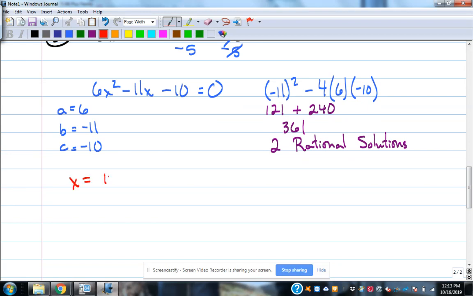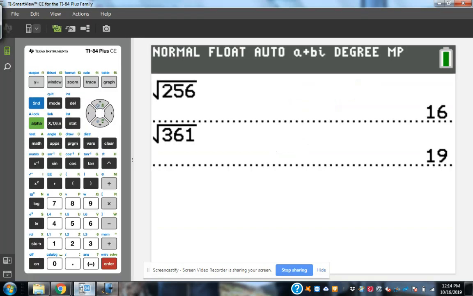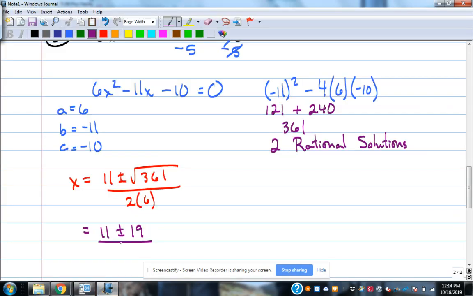So x equals negative b plus or minus the square root of b squared minus 4ac, divided by 2a. Okay, and then simplify: positive 11 plus or minus 19, over 12. And then I'm going to split those two apart. 11 plus 19 over 12, and 11 minus 19 over 12.